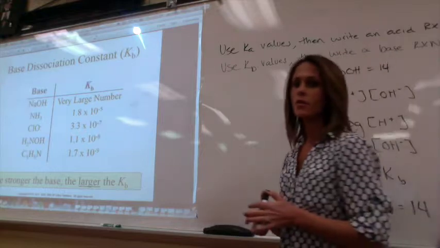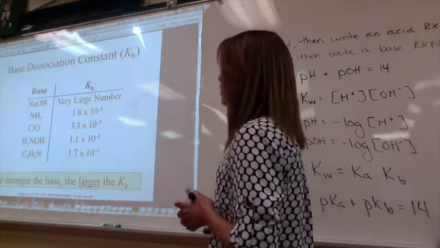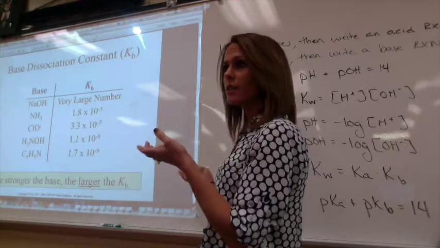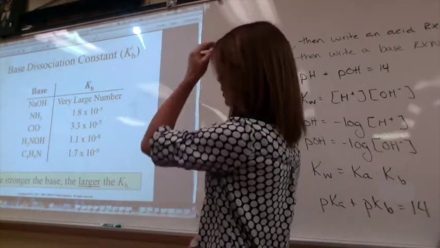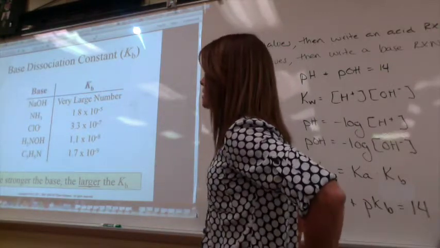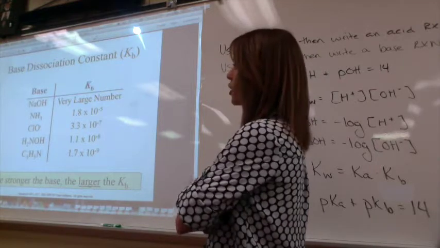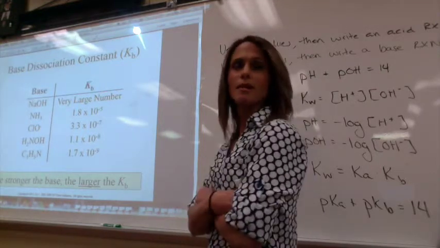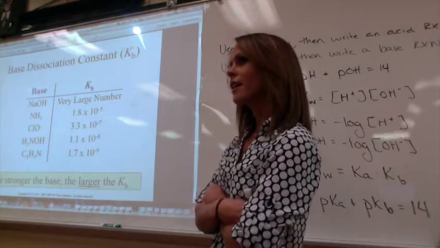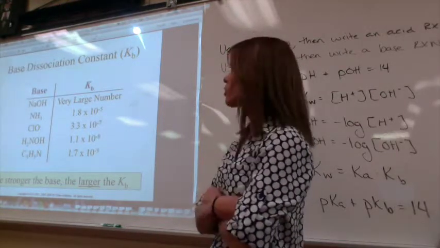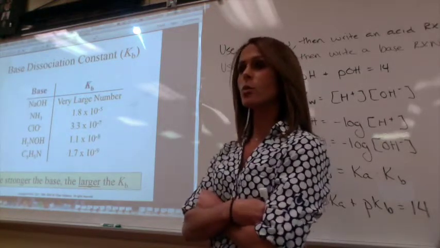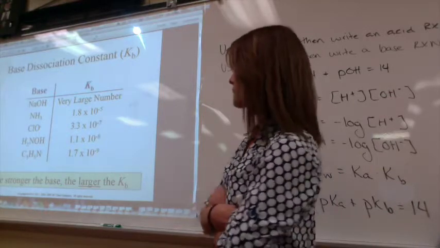All right, so same thing with your Kb values here. A very, very large Kb value indicates that you have mostly products, right? And that means that it's a really strong base. Ammonia, NH3, is not a very strong base. ClO-, do you remember that one? What's the name of that polyatomic ion? Hypochlorite, right? Because chlorate is ClO3-, ClO2- is chlorite, ClO- is hypochlorite.